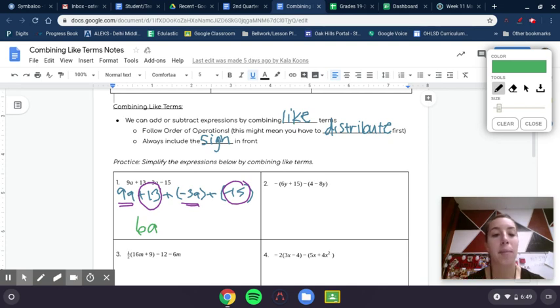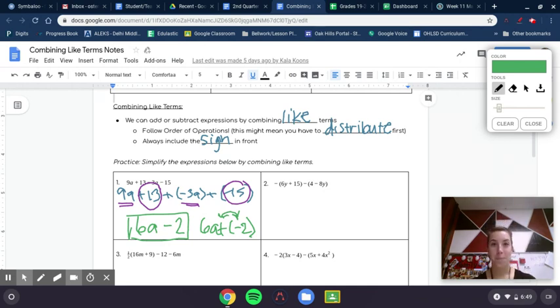And then I'm going to do the same thing with my other two that are like. So I have a positive 13 and a -15. They have different signs, so that means I have to subtract. So 15 minus 13 is 2, and you take the sign of the bigger number. Well, the bigger number is 15, and the 15 is a negative, so that's going to be a -2. Okay, you could also write it as 6a plus -2, and it would be the same thing. But this is the most preferred way since we don't have two signs right next to each other.